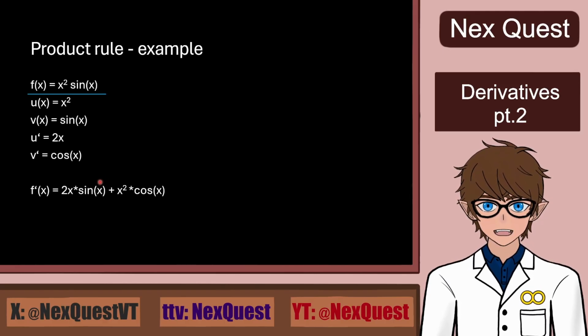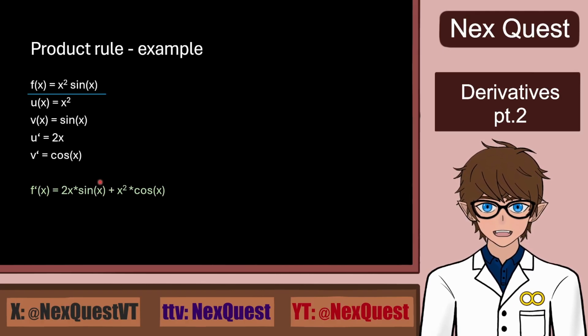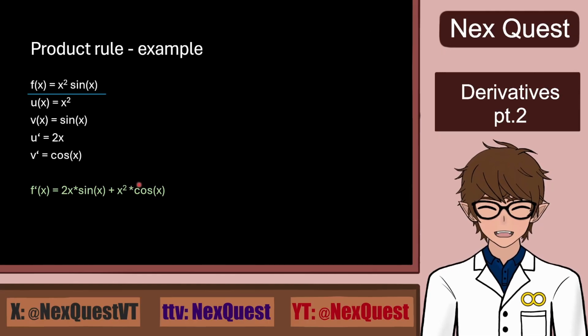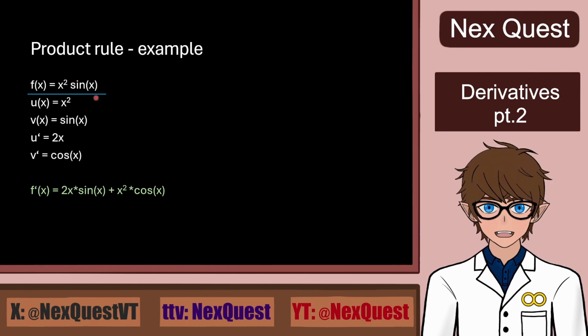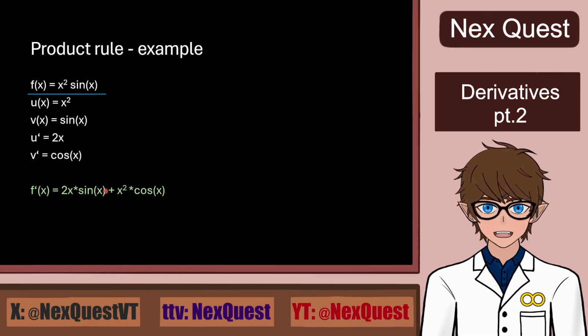Now that we have this, there's nothing more to be simplified. We could factor out x or whatnot, but this is our result. You can check in Desmos by writing d over dx of x squared times sine of x, and then a second function being the result here, and you will see the overlap.